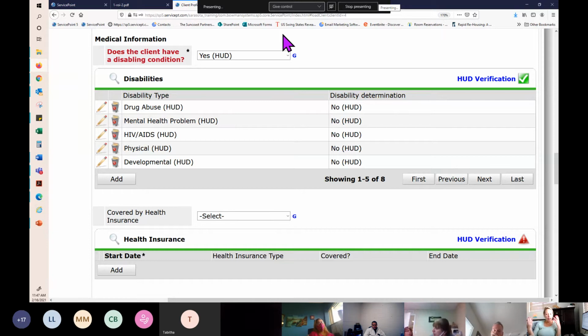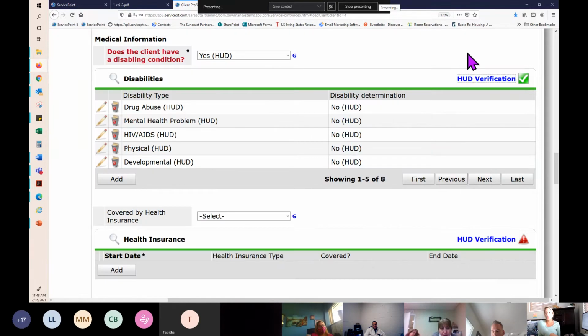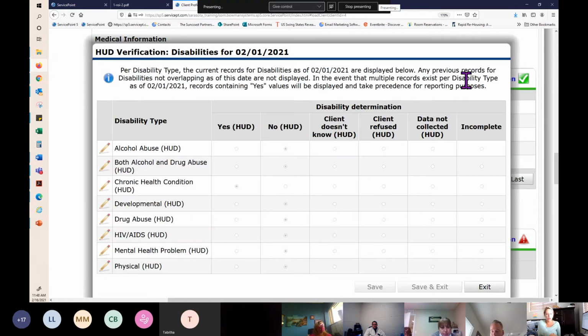They may say no, because some clients think of disability as, do I receive disability income? Or some clients think, I don't have a disability, I just suffer from depression, not knowing that mental health disorders are a type of disability. So you always want to ask the questions from here. And even if this already has a green check mark, you do not know who created this, who asked these questions. You did not ask these questions.